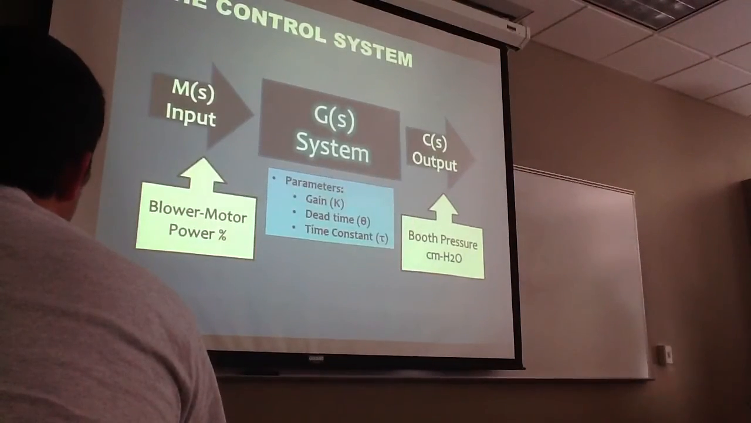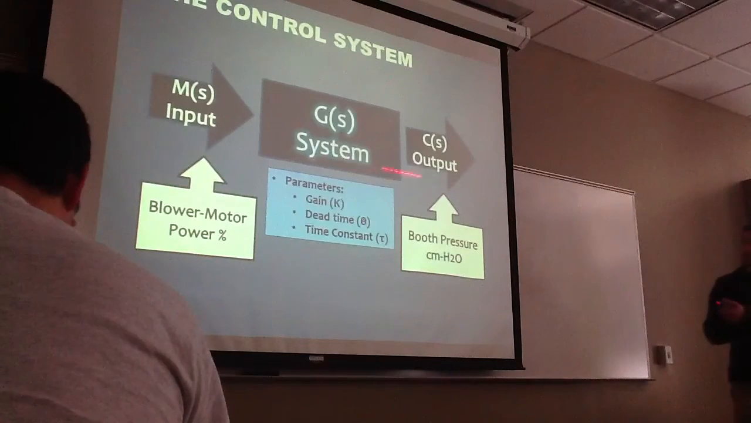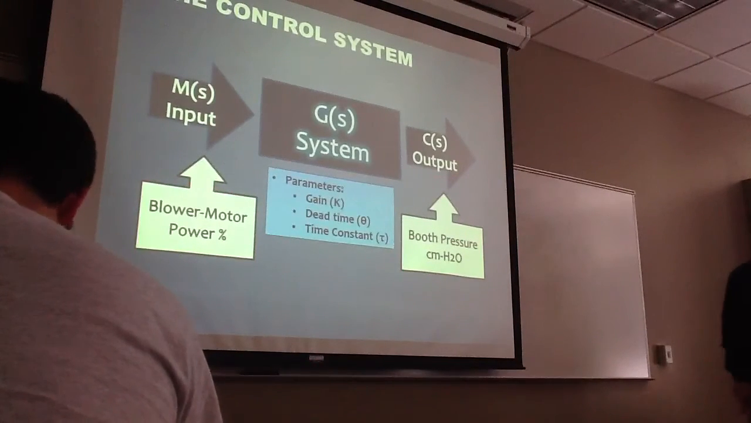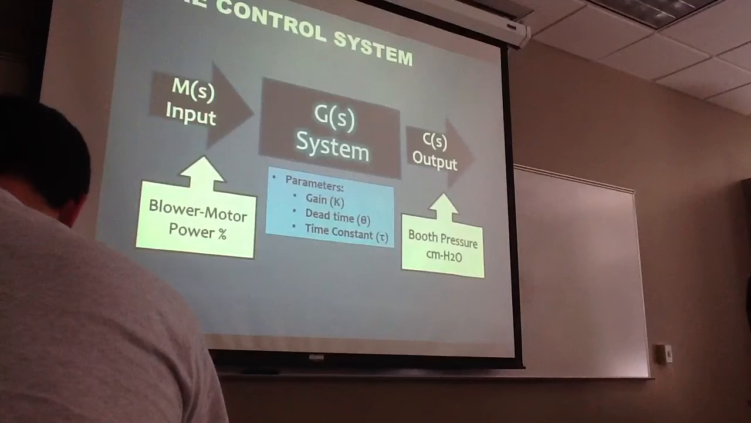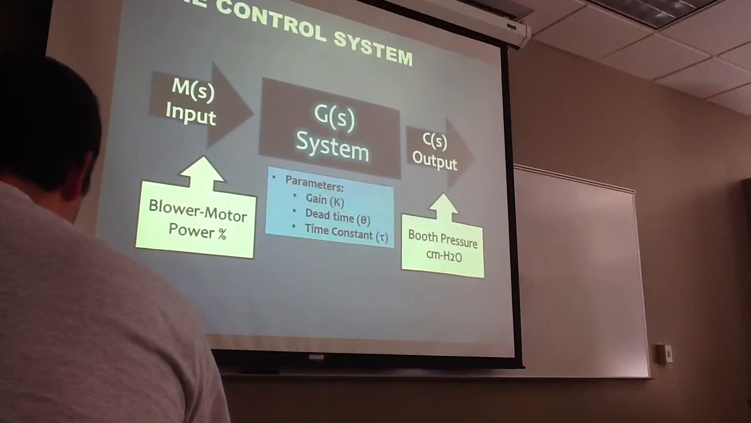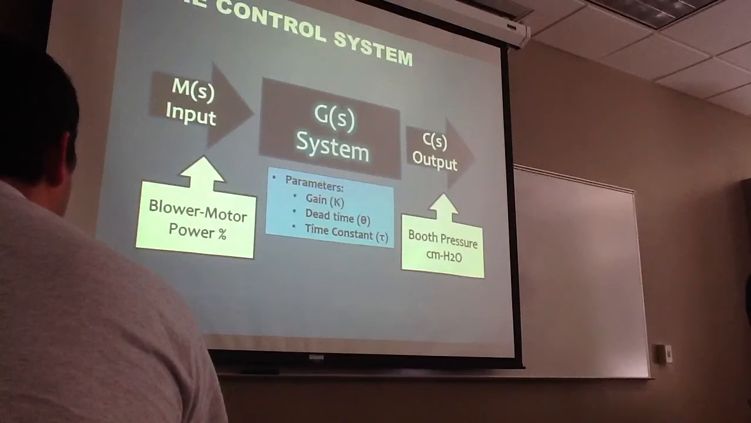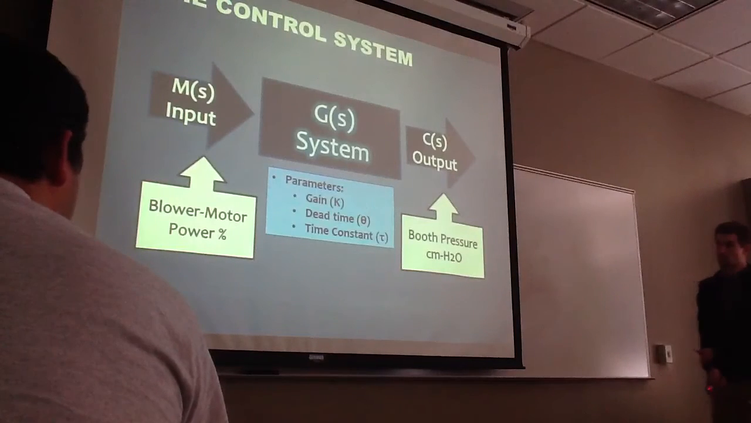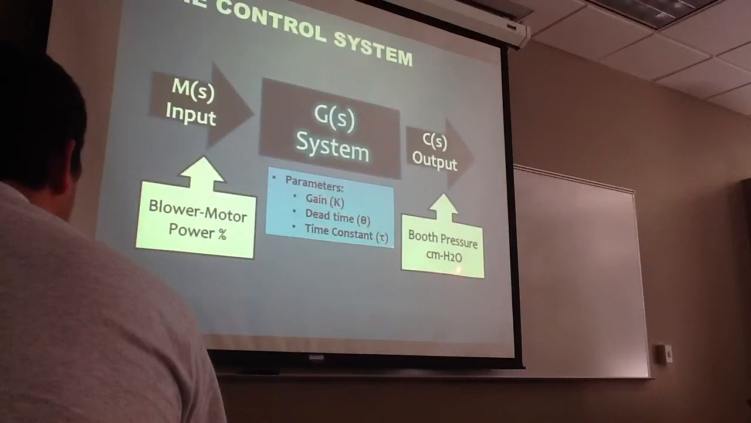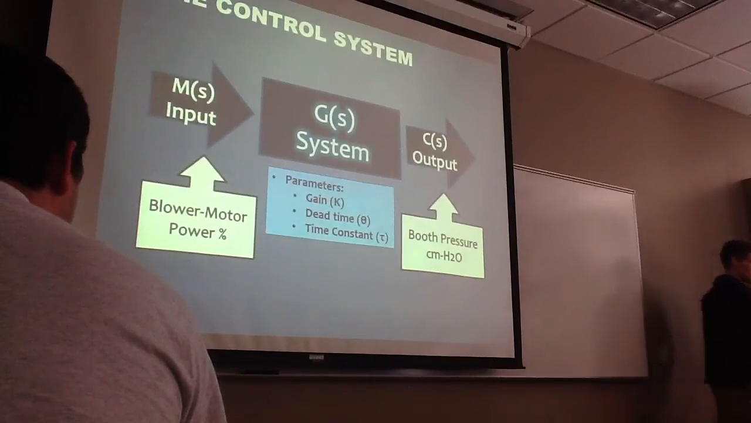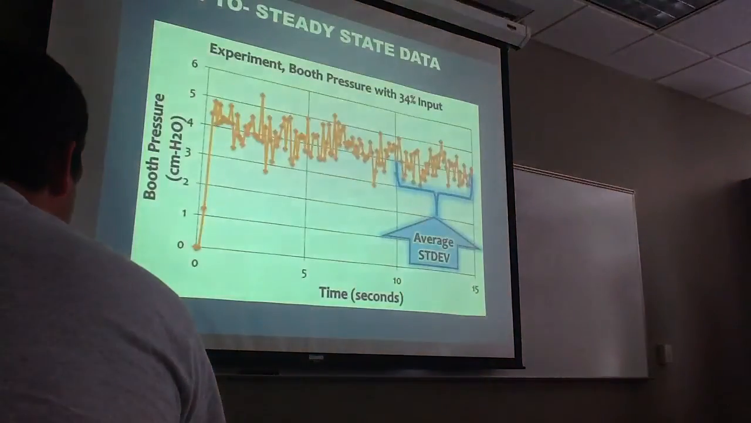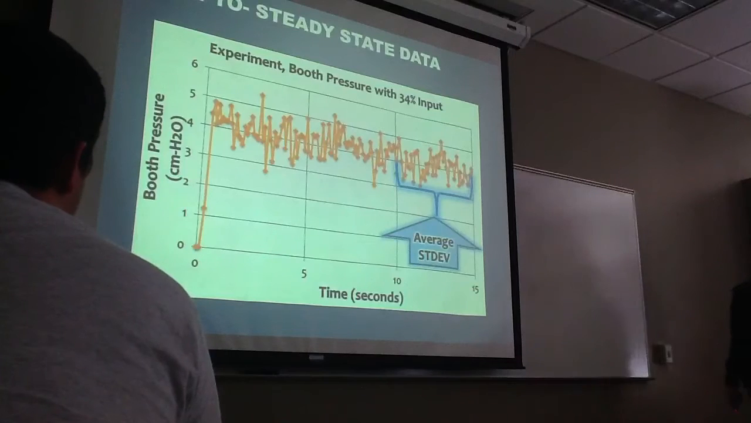In the control system, you have the input, the system, and the output. Our input is the blower motor power percentage, and the output is the booth pressure in centimeters of water. The parameters that we obtained for the step response experiments were gain, dead time, and the first order time constant.